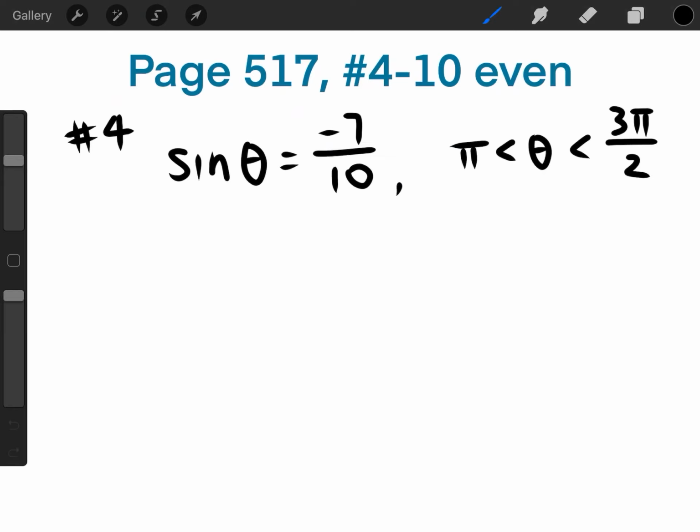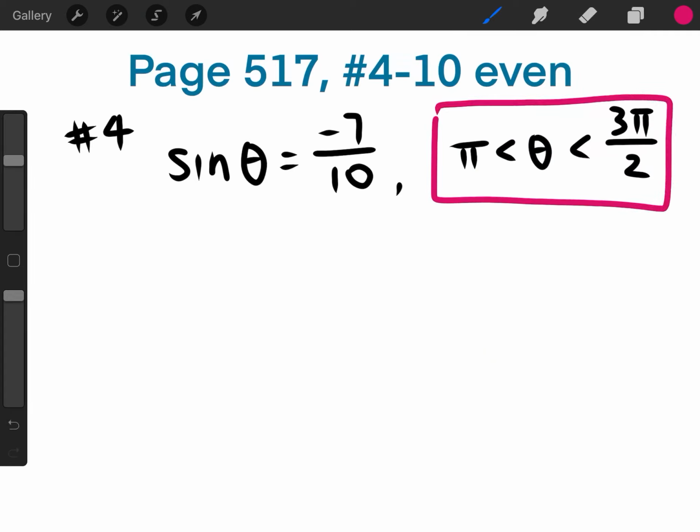On number 4, they're going to ask you to find the 6 trigonometric ratios with the given information. So the first thing you want to do is use the given information. The most important part is this: they're going to tell you where you need to draw your triangle. If you notice, that's going to be between 180 degrees and 270 degrees, which means it's going to be in quadrant 3.